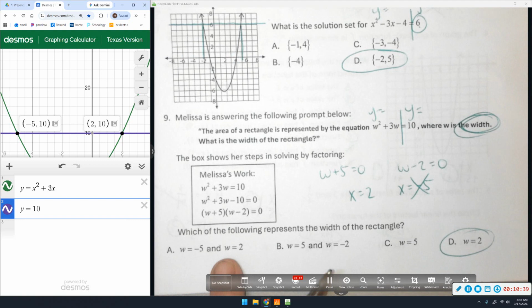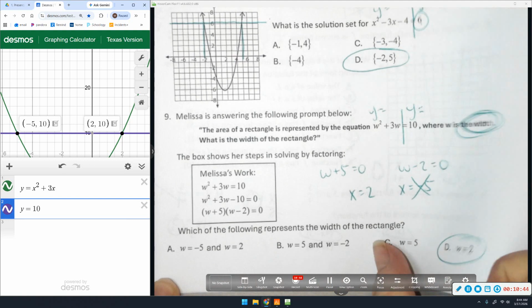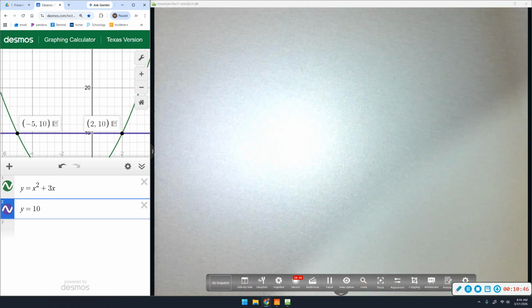If you chose A, technically you have the right solutions, but because it's a word problem, we have to be careful with those negatives. Negatives don't make sense there.